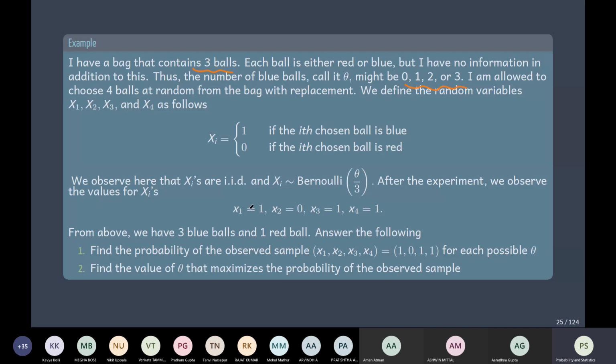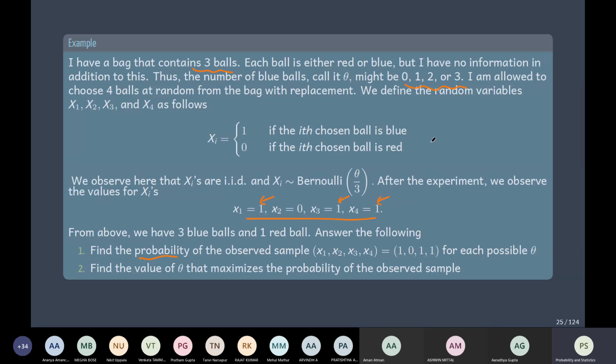So then the question is: find the probability that the observed sample will be this if the number of blue balls were 0, and that it will be this if the number of blue balls were 1, and so on. Some boundary cases you can already guess. If theta were 0, this means the total number of blue balls in the bag was 0. Then the probability of this happening is 0, because the sample says I got blue balls. So the probability of this sample is going to be 0.